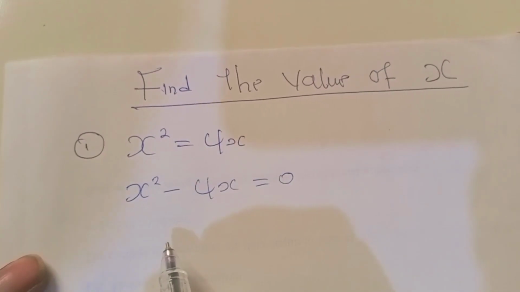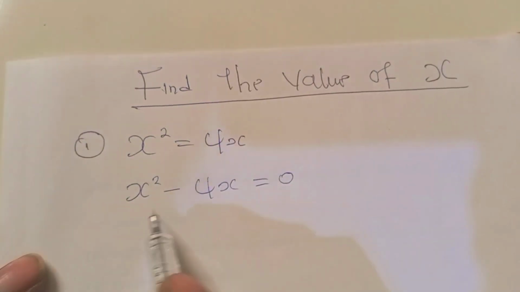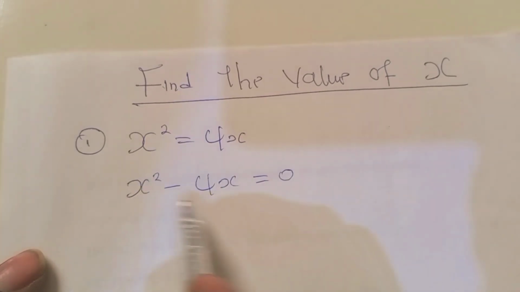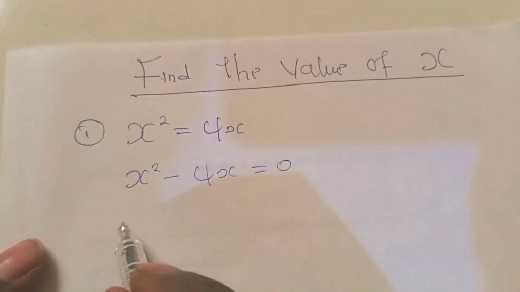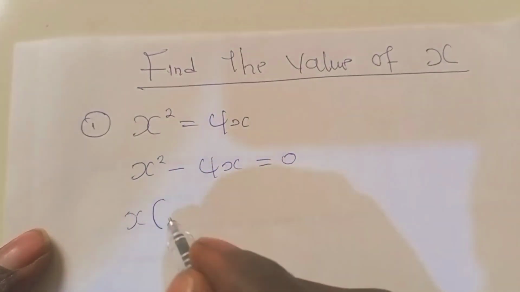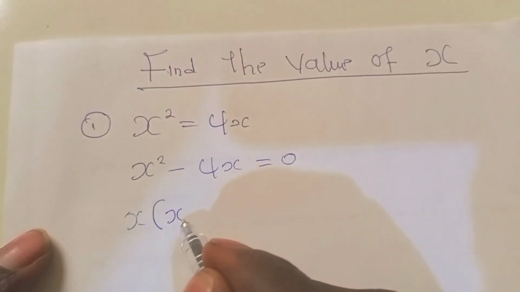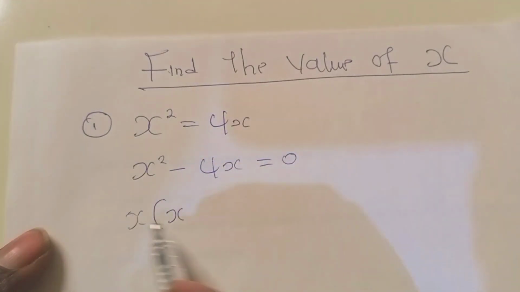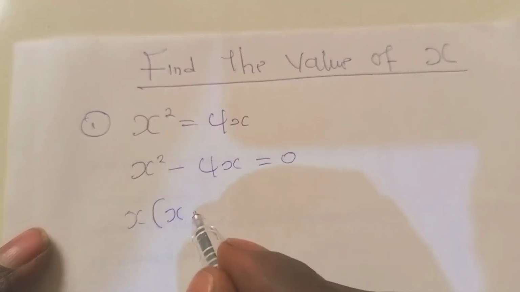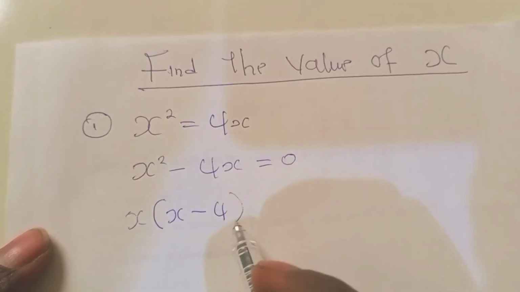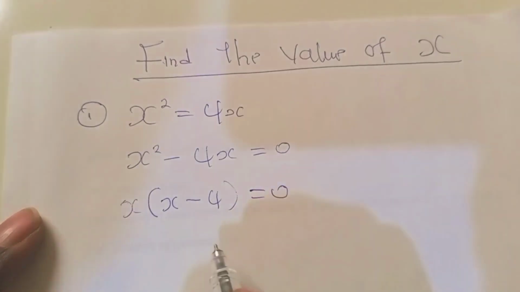So the next step to do here is factorize x outside. x bracket x, because x here is squared, right? x times x is x squared, minus 4, which is equal to 0.